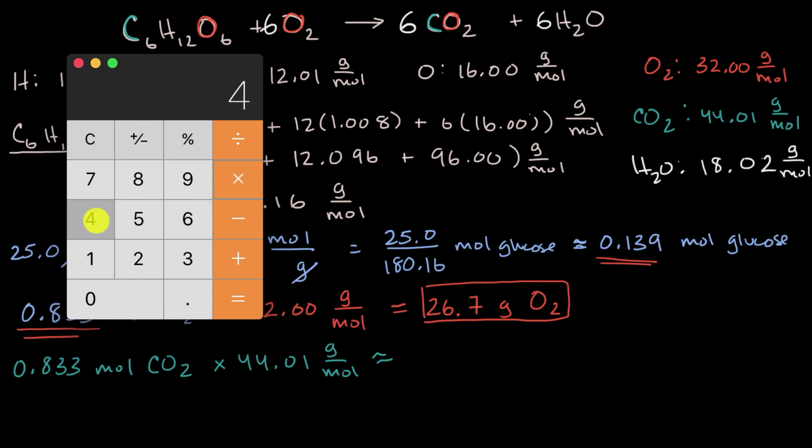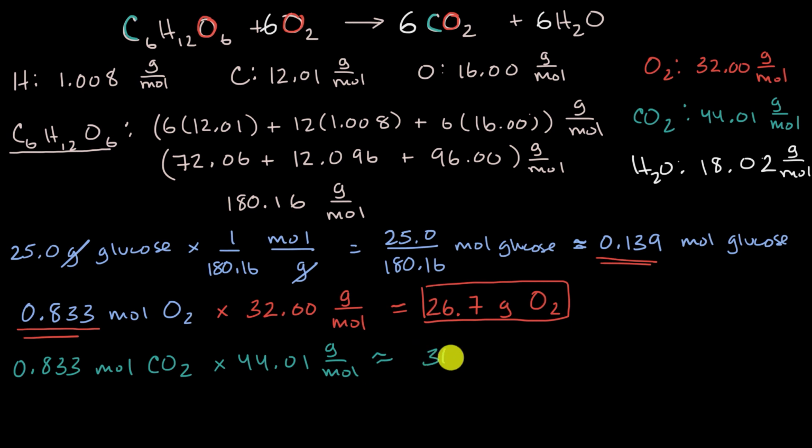0.833 times 44.01 is equal to, at 3 significant figures, 36.7 grams. 36.7 grams of carbon dioxide. Once again, you can see that the moles cancel with the moles just as they did before to give us grams of carbon dioxide. And then last but not least, we can do that with the water.